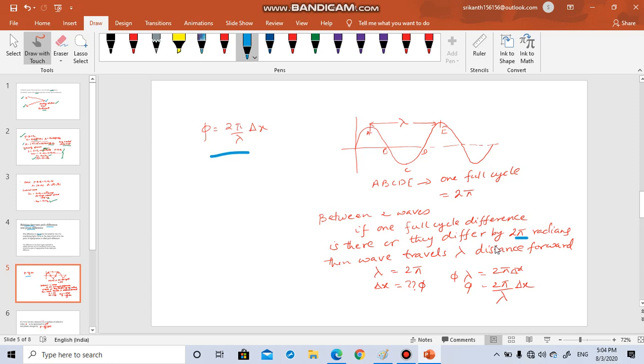So what can we say? Then the wave is traveling lambda distance forward.